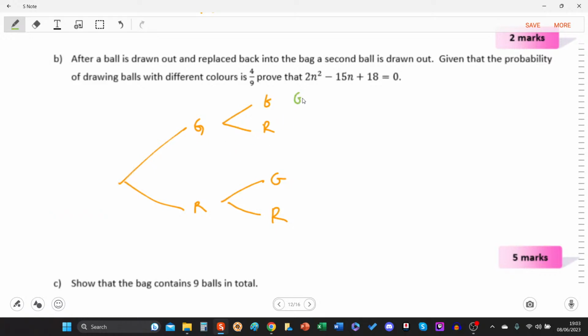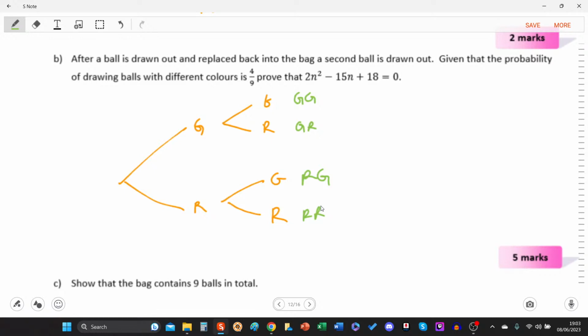This scenario gives us green, green. This scenario gives us green, red. This one's red, green. And this one's red, red. So as you can see, we're looking to find where they're different. And they're different in the middle, right? So where we have GR and RG.